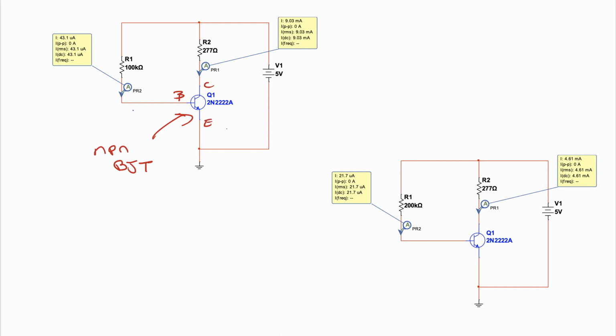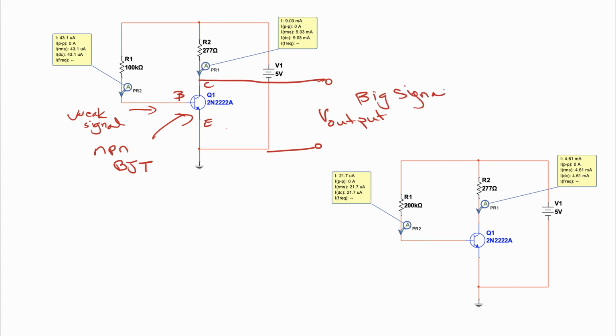And generally what happens is you put in a weak signal here, and weak meaning it's very low voltage. And you take the output of the circuit from here to here, V output. You get a big signal. Okay, and a little bit of current will flow in here, and a lot of current will flow down from the collector to the emitter.